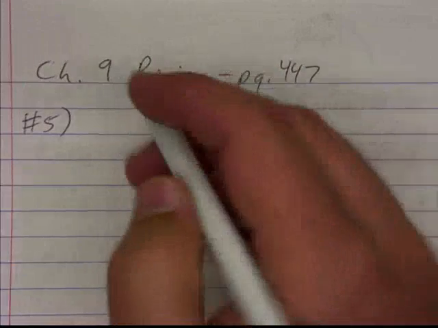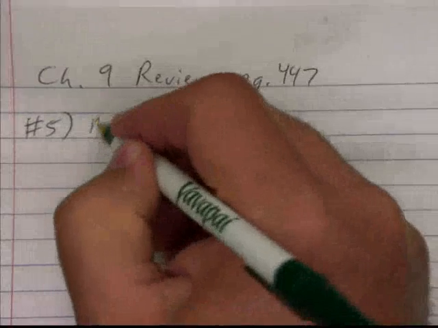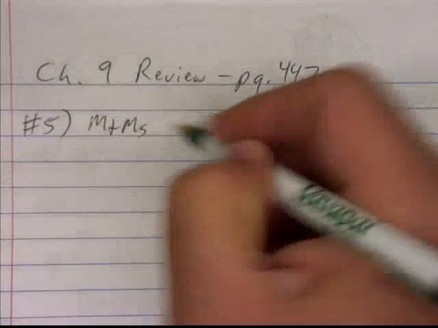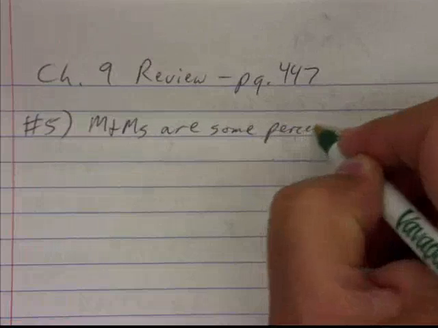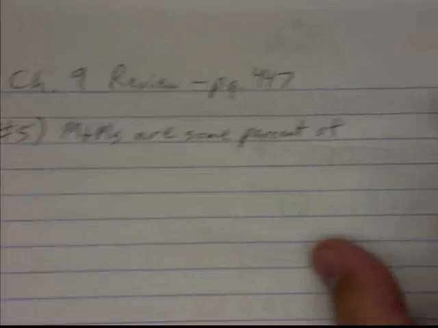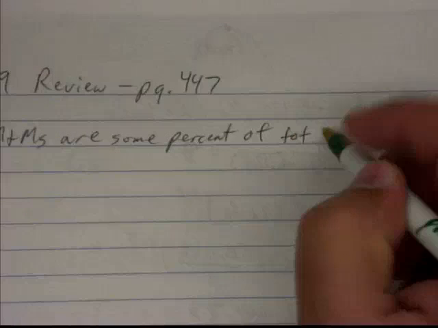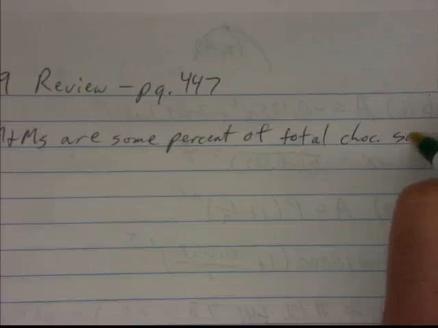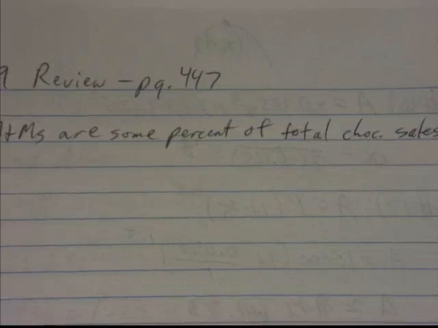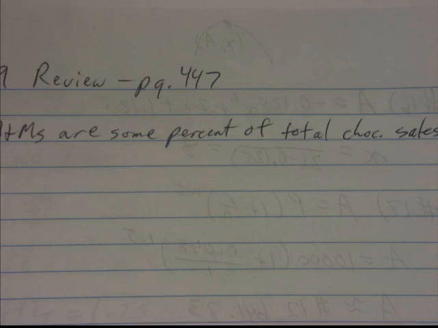So for this one, what we'd want to do is write a percent statement. A percent statement would be something like this: M&Ms are some percent of total chocolate sales. Okay, so there is our percent statement. Then we've got two ways we can solve that. We can either turn that into an equation, or we can turn it into a proportion. Let's just do both just to remember.